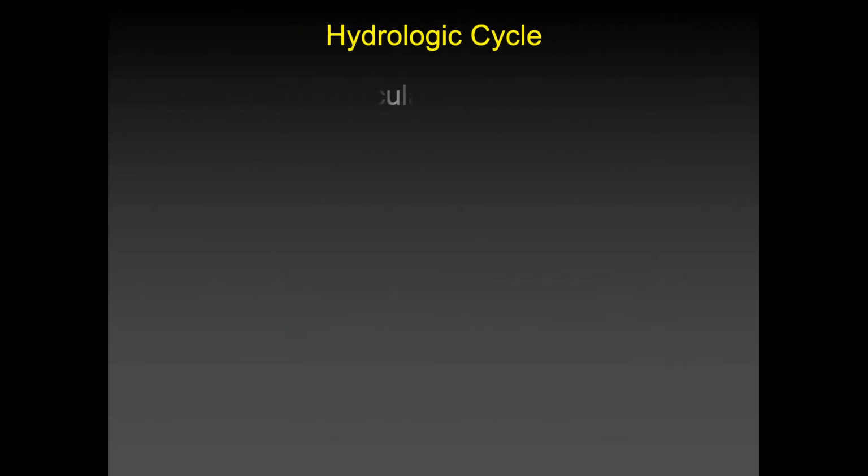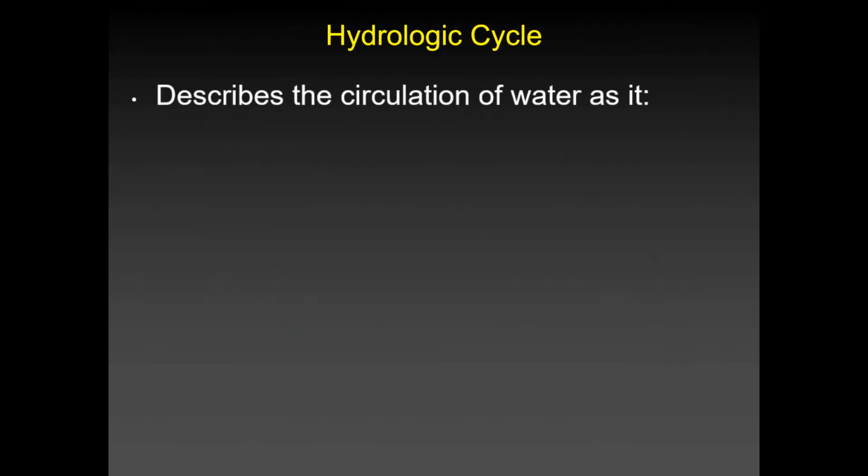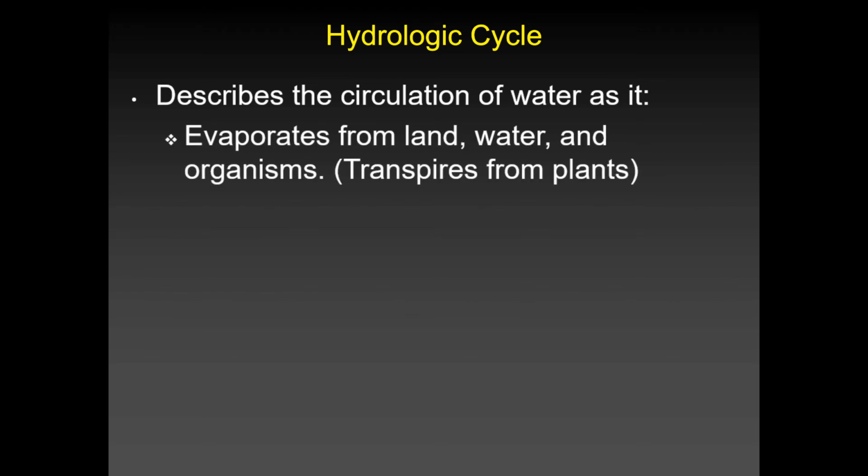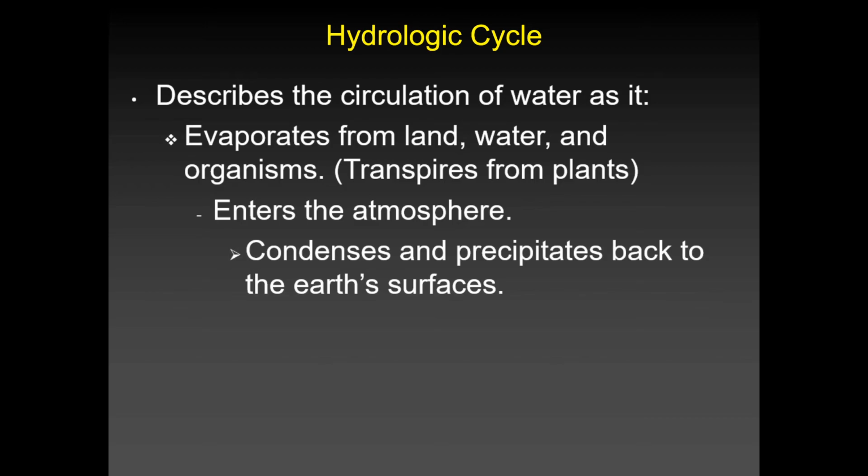So looking at the hydrological cycle, this describes the circulation of water as it evaporates from land, water, and organisms. The big one is transpiration from plants. Plants usually only open their stomata at night in order to minimize the amount of water vapor that's lost through transpiration. That then enters the atmosphere, and then it condenses and precipitates back to the Earth's surface in rain and snow.